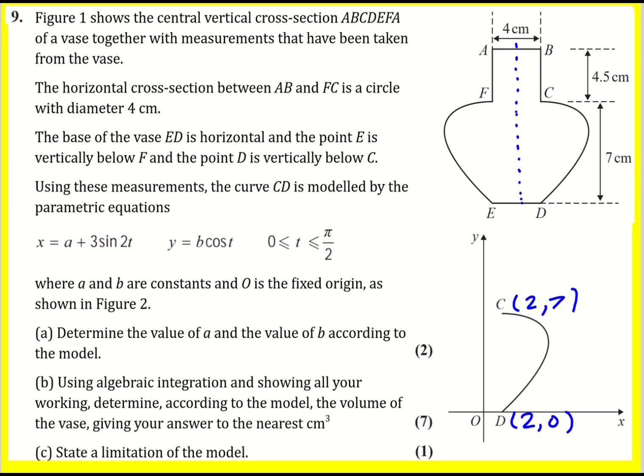And we can use these and sub them in. So I'll sub in the 2, 0 to begin with. I'm going to get 2 equals A plus 3 sine 2t, and 0 equals B cos t for that point. Now I can divide through by B and solve cos t equals 0. T's got to equal pi over 2. Remember, t only varies between 0 and pi over 2 here, so there's no extra solutions. I can then sub that back into the top one, and I'll get 2 equals A plus 0, because sine pi is 0. So there we go, we found our value of A.